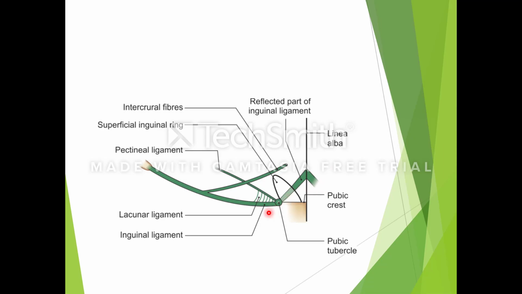There are some intercrural fibers also. This is the superficial inguinal ring, which is again formed by the external oblique aponeurosis. It is above and medial to the pubic tubercle. This is the pubic tubercle. This is above and medial to the pubic tubercle.